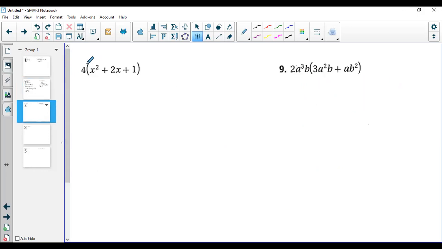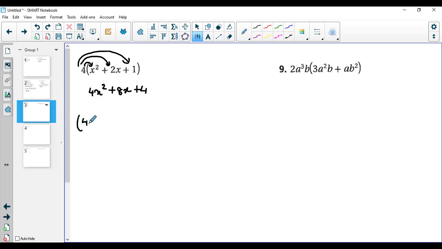Okay, now these kinds of questions, all you need to do is just multiply each term with the number which is outside. It's a very easy question. So 4 multiplied by x squared will give you 4x squared. Then 4 multiplied by 2x will give you 8x. And then 4 multiplied by 1 will give you a 4. If you want to do step by step, this is the way.